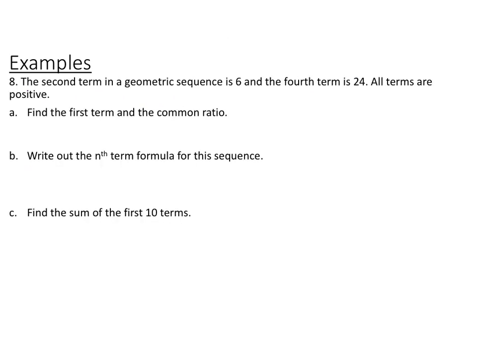For this last example, it says the second term in a geometric sequence is 6 and the fourth term is 24, and that all terms are positive. So we want to find the first term and the common ratio, write out the nth term formula, and find the sum of the first 10 terms. So go ahead and pause the video and try this last example.